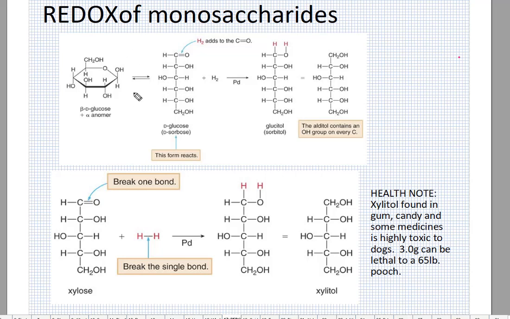oxidation. If you oxidize an aldehyde, you get, well, here they're doing the reduction. You're reducing the aldehyde to the alcohol, right? So this is a reduction. Glucose becomes glucitol, or sorbitol is the name. So this OL, right, is an alcohol. So we go from the aldehyde to the alcohol when it's reduced.